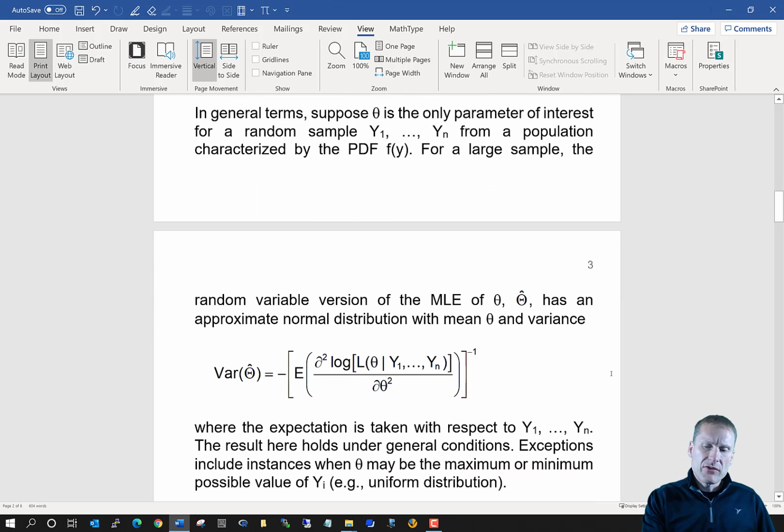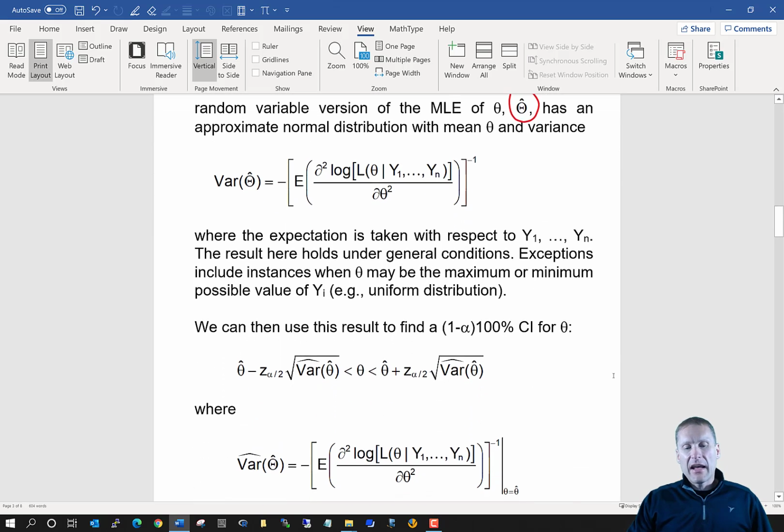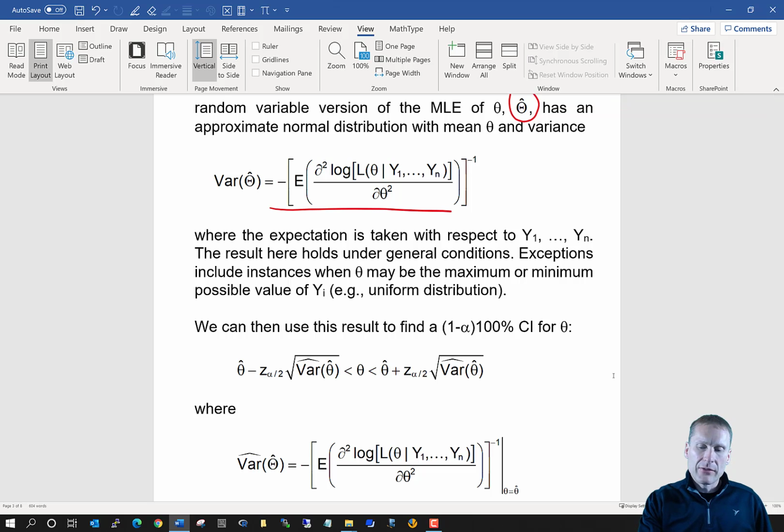So let's say, just to be general, we have a parameter theta, and it's the only parameter of interest. We have a random sample y1 through yn, and a population is characterized by a PDF f of y. Inside of f of y, you're going to see this theta parameter someplace. Now, for a large sample, the random variable version of the MLE, let's call it capital theta hat, has an approximate normal distribution with a mean of theta and a variance that's equal to this.